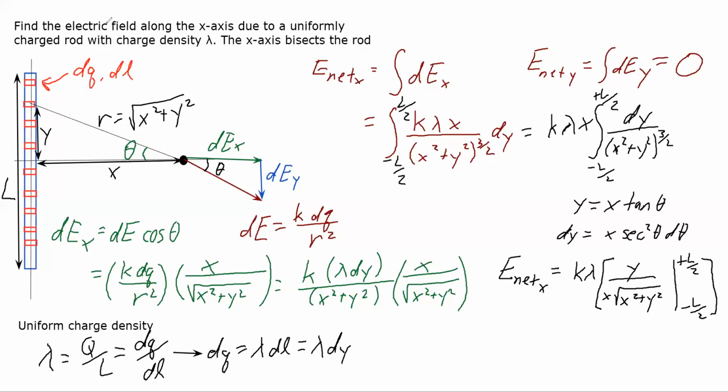Let's see here. So we have our limits, and now this is just the process of doing all the algebra, plugging in your limits, L over 2 for y and negative L over 2 for y, and then simplifying. Okay, so this is what I get if we do that.